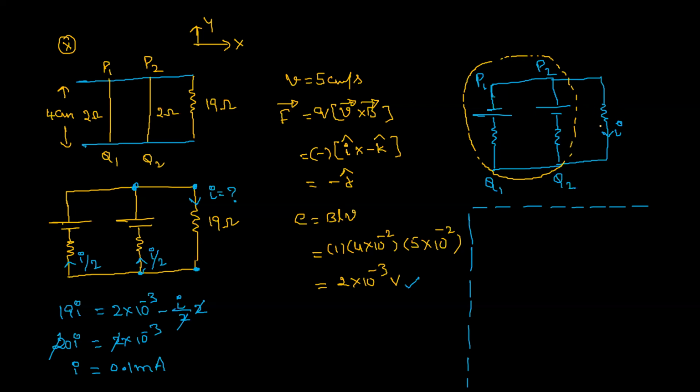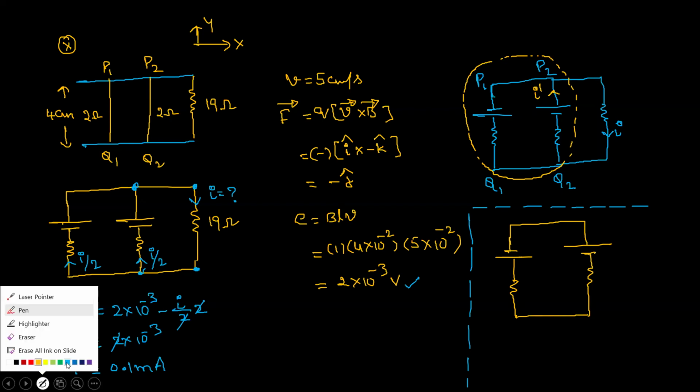Then, if this is not present, current flows only in this circuit. I am taking the current as some I dash to avoid confusion. Then this I dash current flows like this. Or I will make a diagram separately: low potential, high potential, resistance, high potential, this is low potential, again resistance. Let us take this current as some I dash.